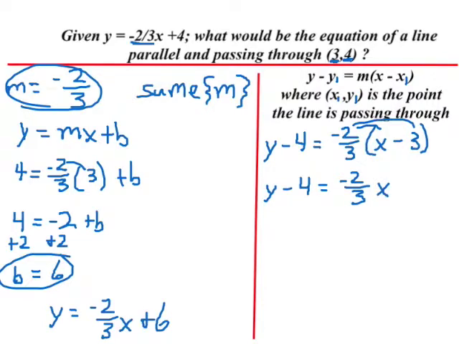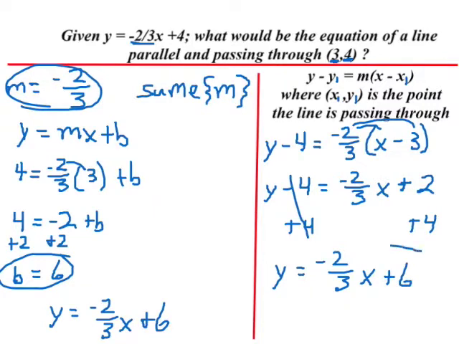Negative 2/3 times negative 3. Well, a negative and a negative give us a positive. 2 times 3 is 6. 6 divided by 3 is 2. Now, one step away, we need to get rid of this minus 4 over here, so we add 4, and we get y equals negative 2/3 x plus 6. So, notice we have the exact same equation on both sides, depending on how you want to solve it.